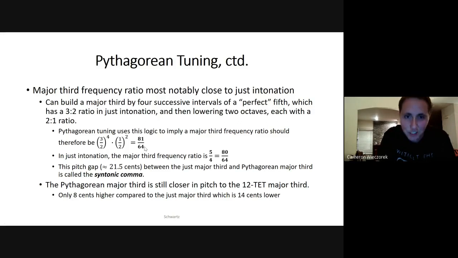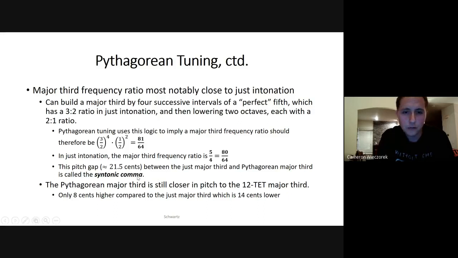But in just intonation, we know a major third frequency ratio is 5 to 4. And if you multiply the numerator and the denominator by 16, it actually gives you 80 over 64. So the numerator differs by 1. The fraction differs by 1 over 64. The pitch gap is about 21.5 cents between this just major third and this Pythagorean major third. And that pitch difference is what we call the syntonic comma.